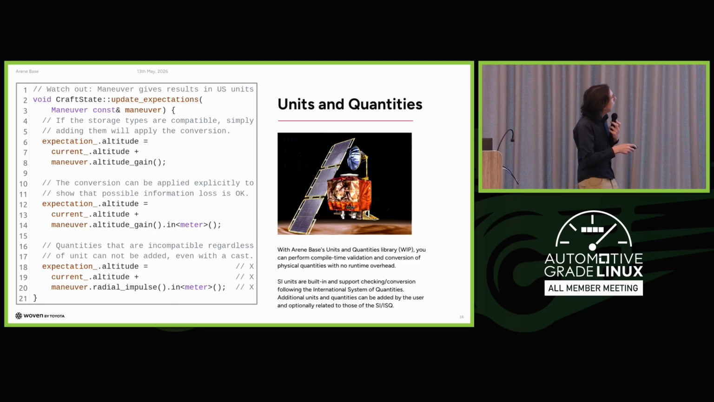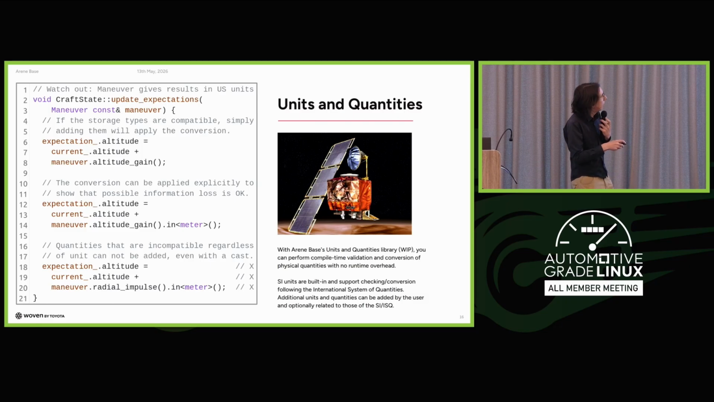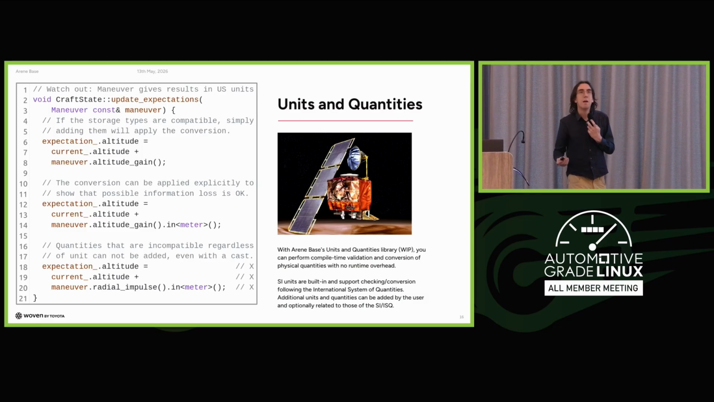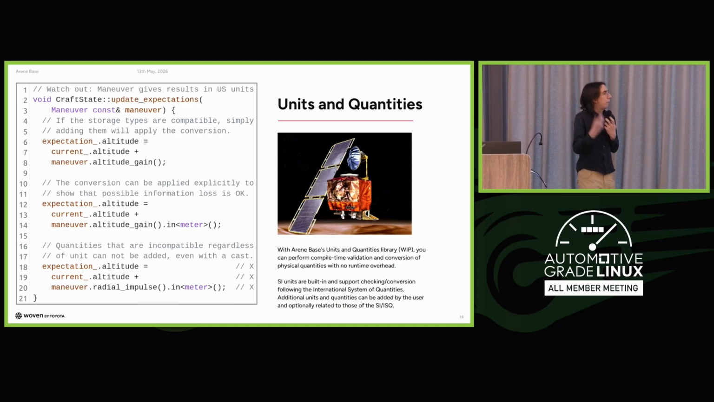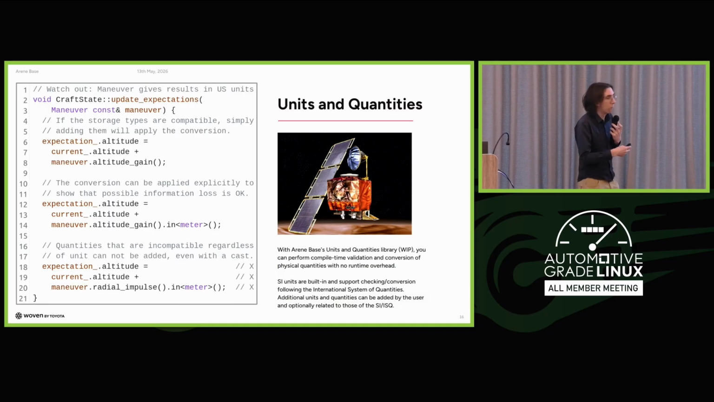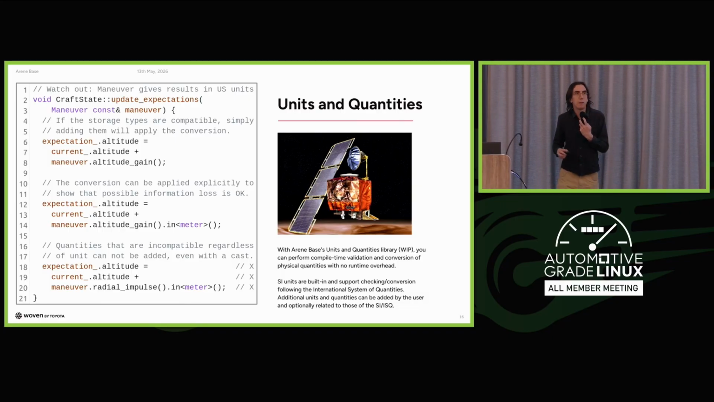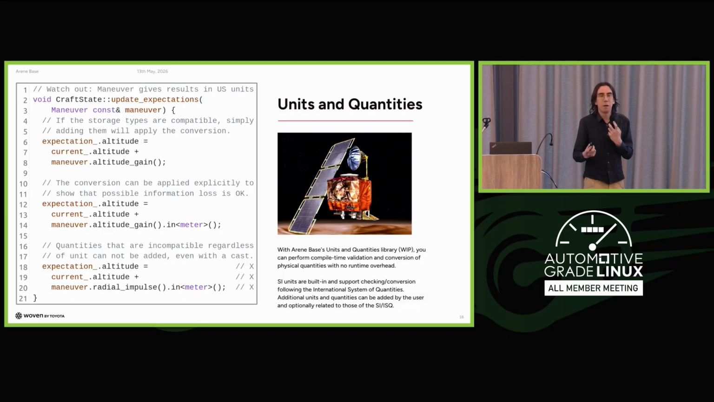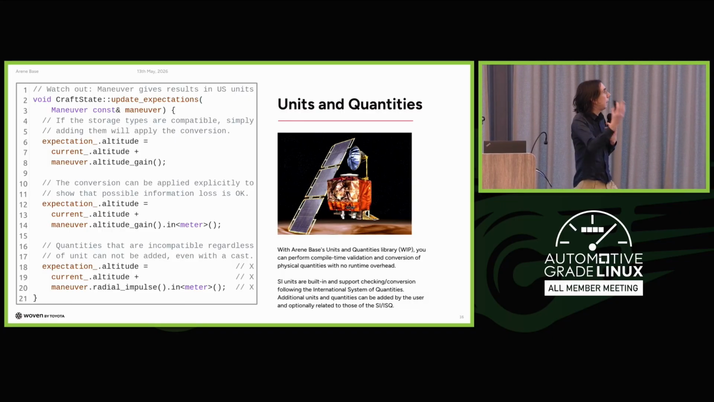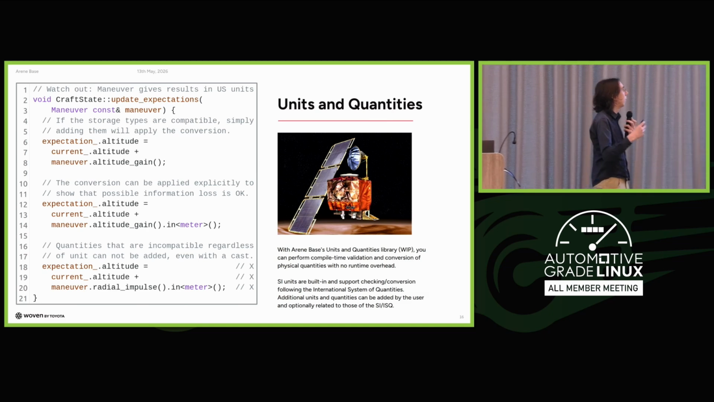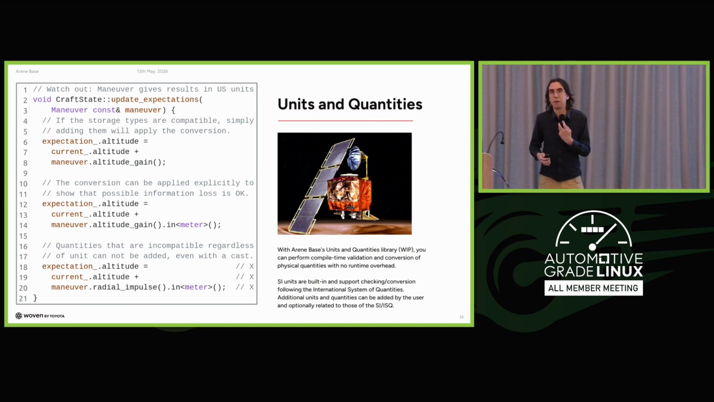But then if they are totally incompatible, for example, if you're trying to add the altitude with the impulse, which are two different things, then even if you include the cast to meters, it won't work, it won't match, and that will give you an error. So hopefully it's clear from this how this will prevent complete mistakes and also help you get the right conversions when the things are compatible.